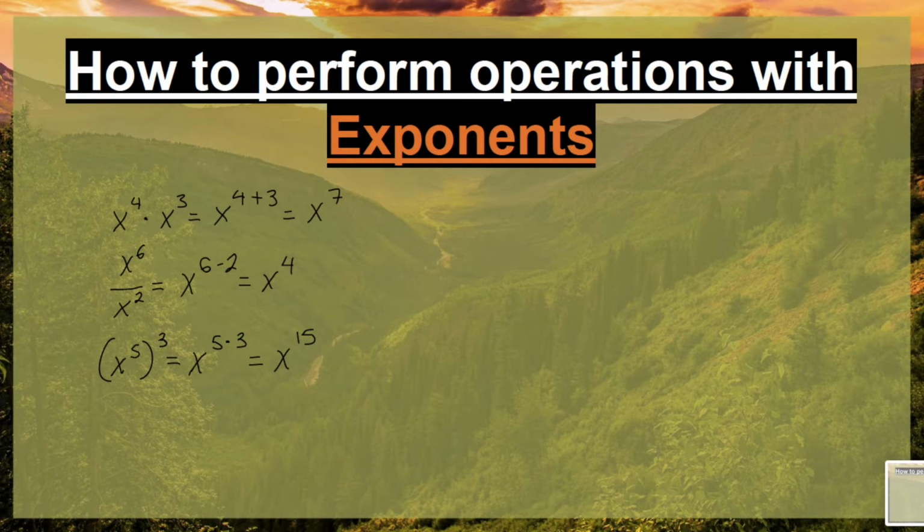Just to go a little bit more in depth, I want to explain how we got to these answers and how we know that when we multiply, we have to add, when we divide, we're subtracting, and when we have an exponent to an exponent, we're really multiplying. We'll start off with the first equation that we completed.